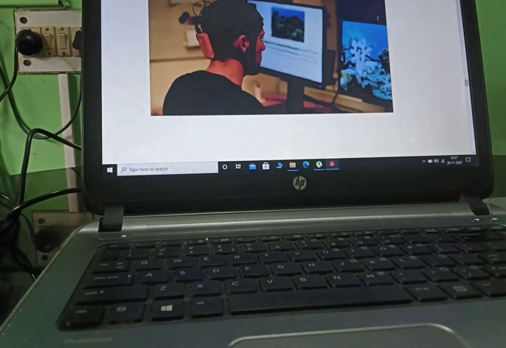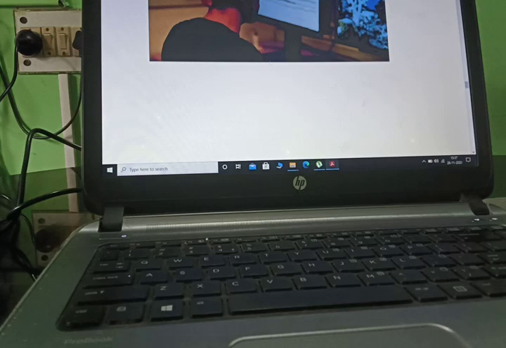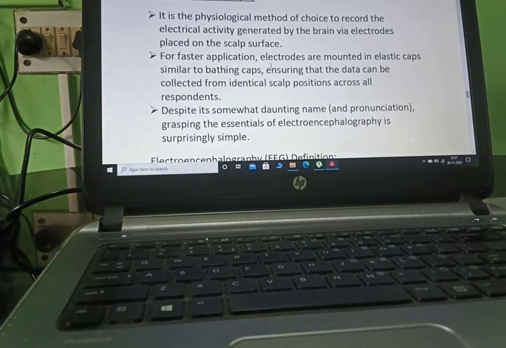This is encephalograph, EEG. In this manner, it is put over the head. Now, electroencephalography is the physiological method of choice to record the electrical activity generated by the brain via electrodes placed on the scalp surface. For faster application, electrodes are mounted in elastic caps similar to bathing caps, ensuring that the data can be collected from the identical scalp position across all responses.